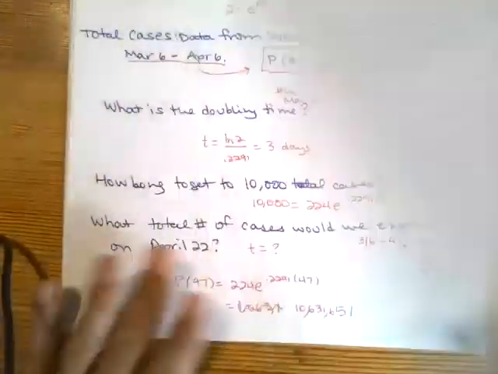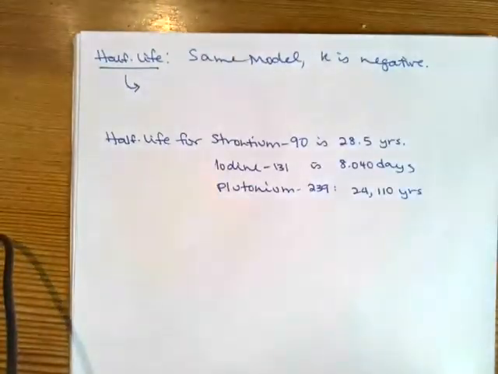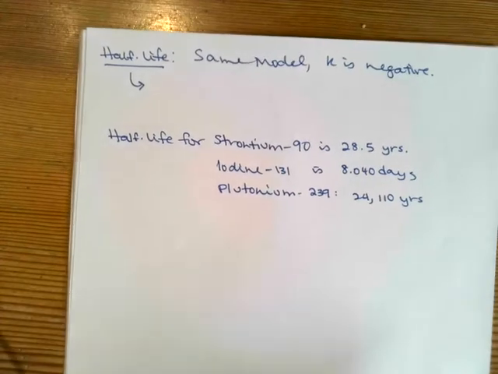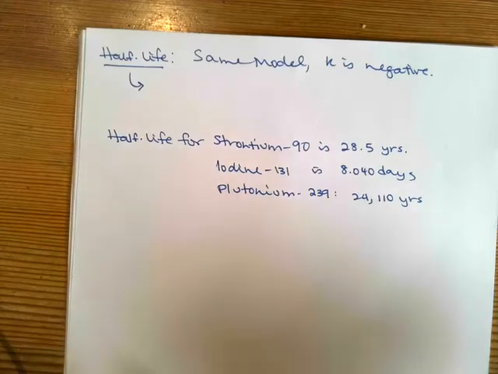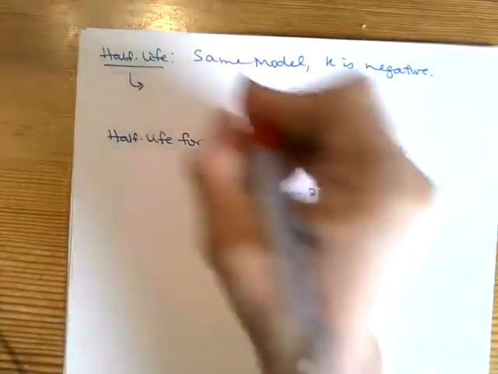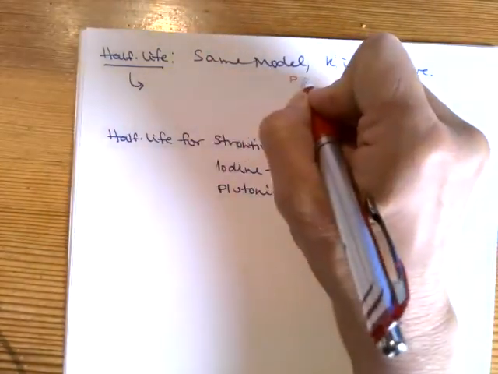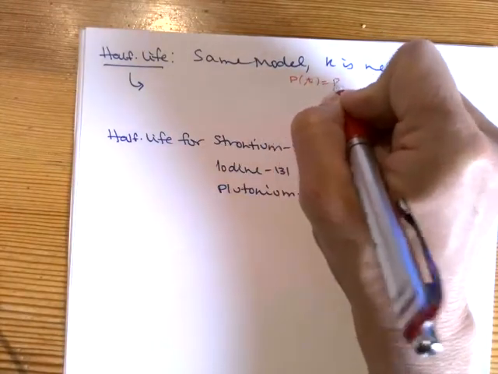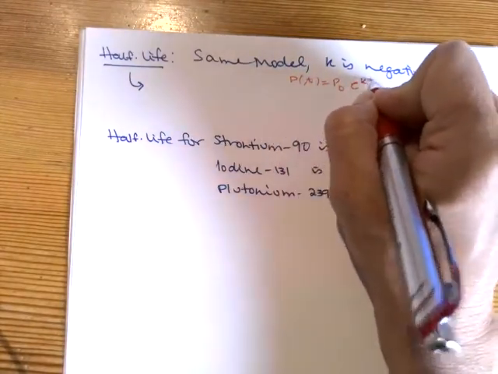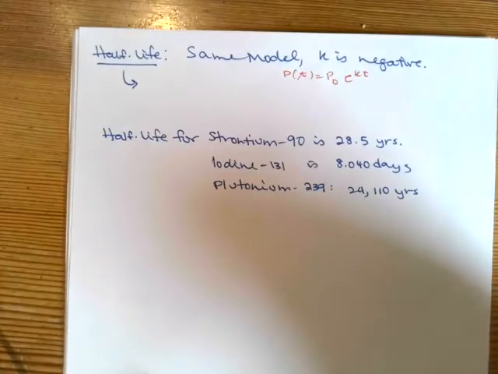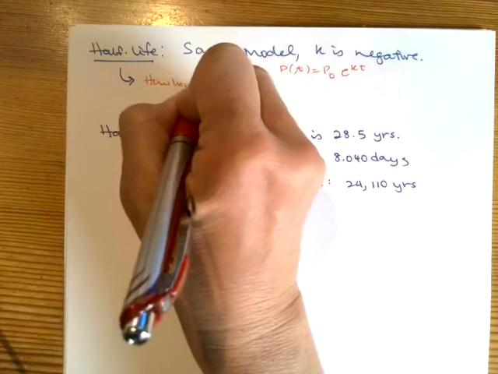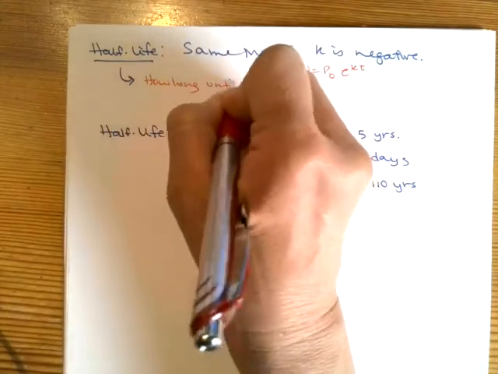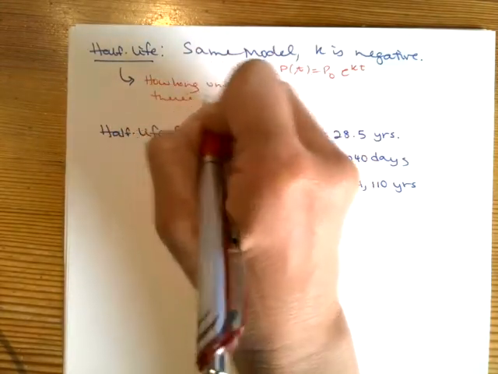Okay, so this is not all about COVID. Exponential growth and decay also works for other fabulous stuff like radioactive decay. So half-life is something that you've probably heard about in a science class. And again, it is that same model. The only thing that's going to be different for us is that K will be negative. Half-life means how long until there's half as much.